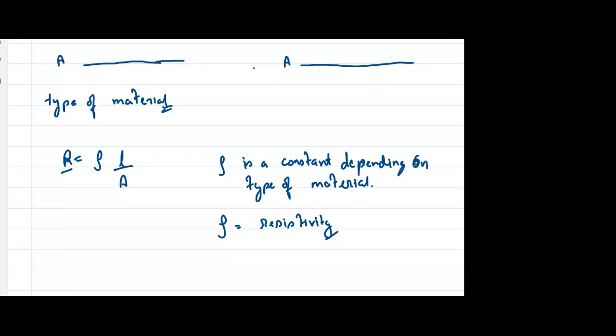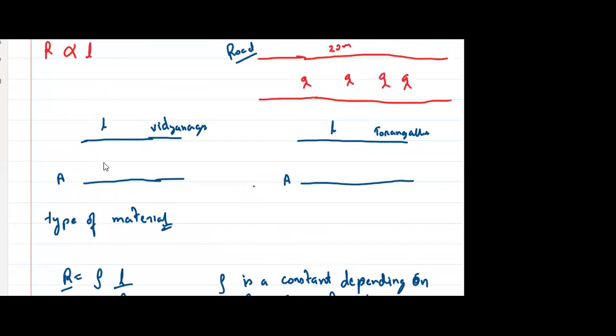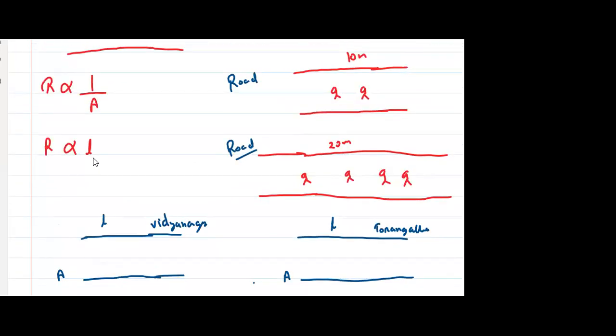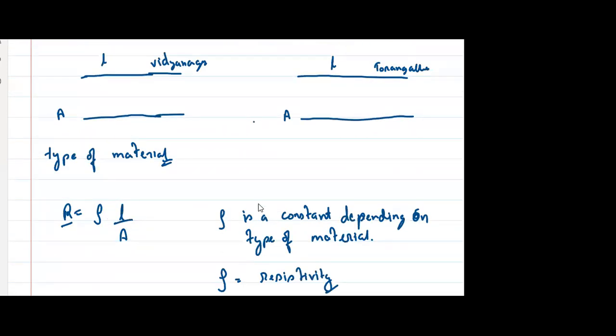Anyone have any doubt in this? Tell me. किसी को दिक्कत है यहाँ तक में? It is directly proportional to length, inversely proportional to area. So R is equal to rho L by A. Rakesh, clear? Obviously, rho depends on type of material. So obviously it is an inherent property, na? है कि नहीं? Obviously it is an inherent property.